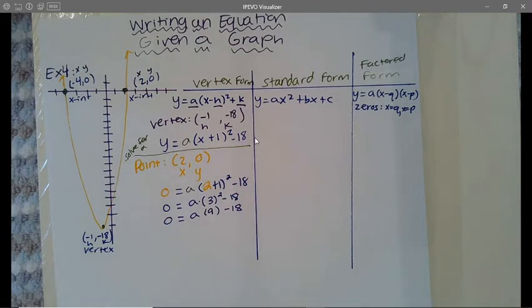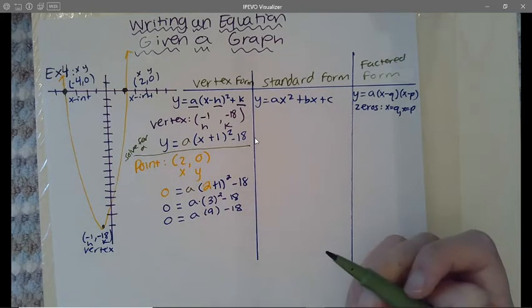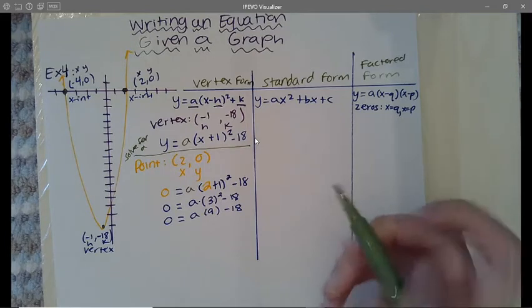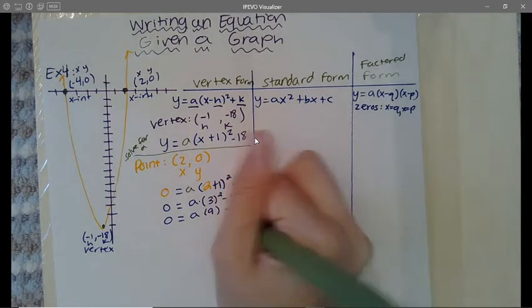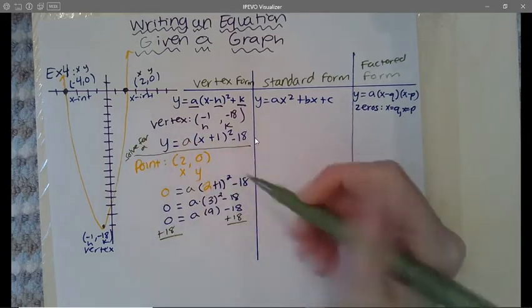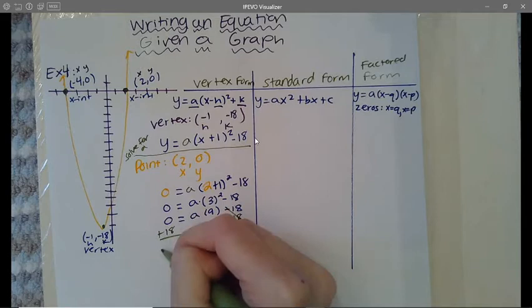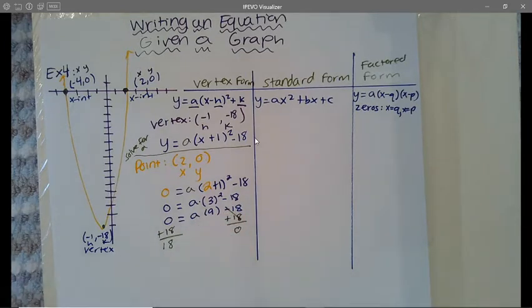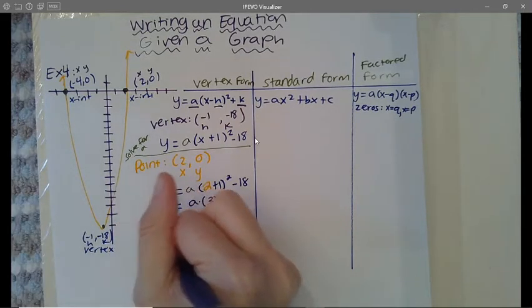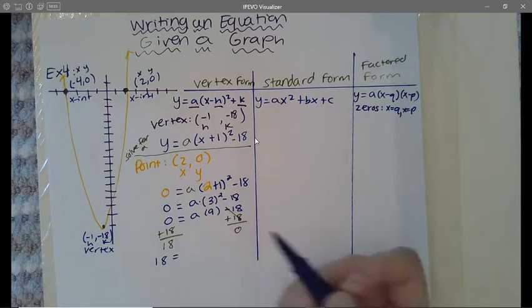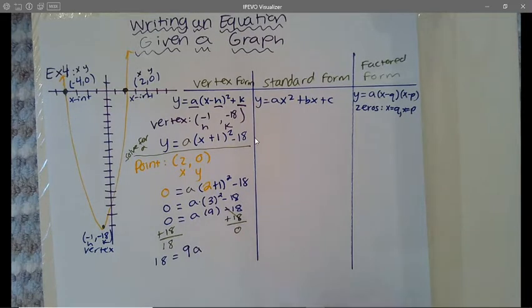All right, so now I just need to solve for a. So now it just turns into a pretty straightforward equation. Okay, so I need to get a by itself. Currently, this negative 18 is getting in the way. How do I bring negative 18 to the other side? I would add it on both sides. So negative 18 plus 18 cancels and turns to 0. 0 plus 18 is 18. Okay, so I'm left with 18 equals a times 9, or that's the same thing as 9a.